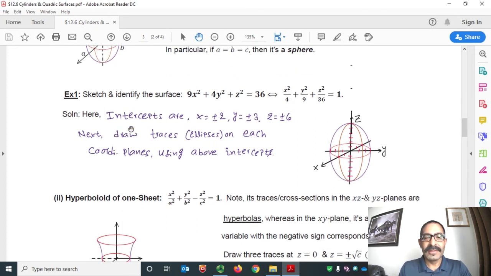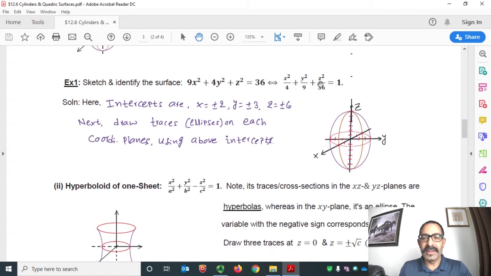So here, let's find the intersection points. This sphere crosses the x-axis at x equals plus minus 2, the y-axis at y equals plus minus 3, and the z-axis at z equals plus minus 6. Then mark those points on this 3 dimensional graph here.